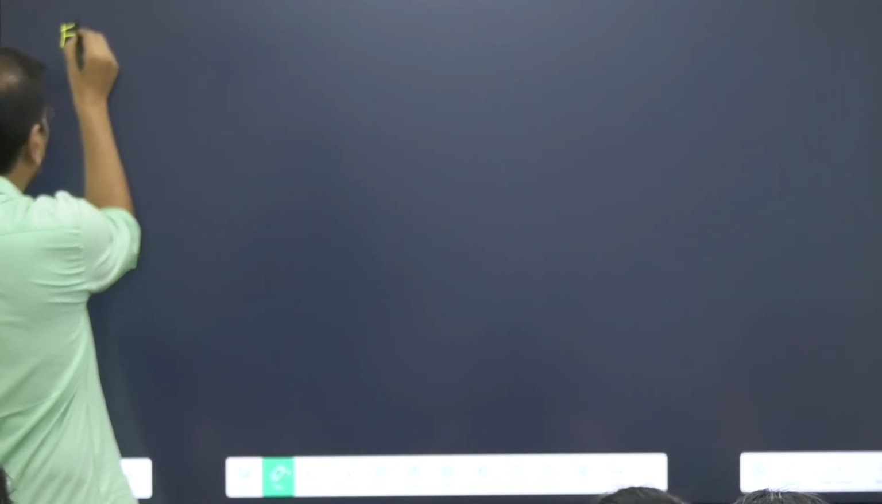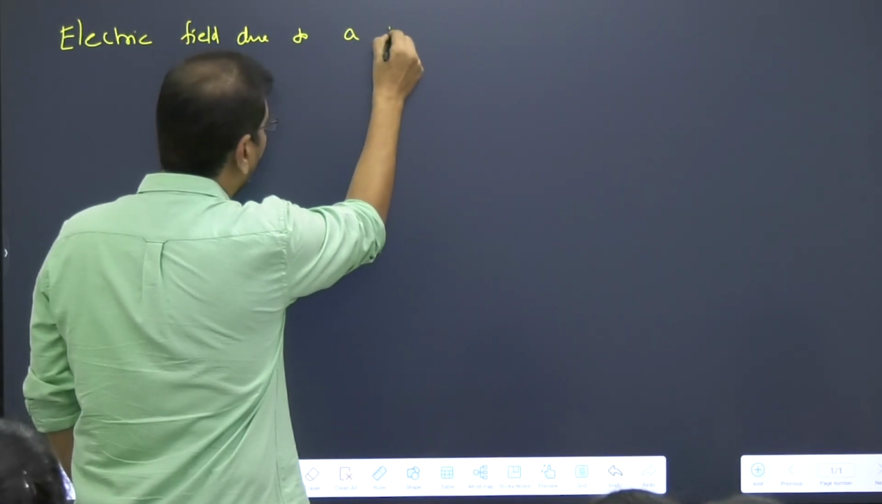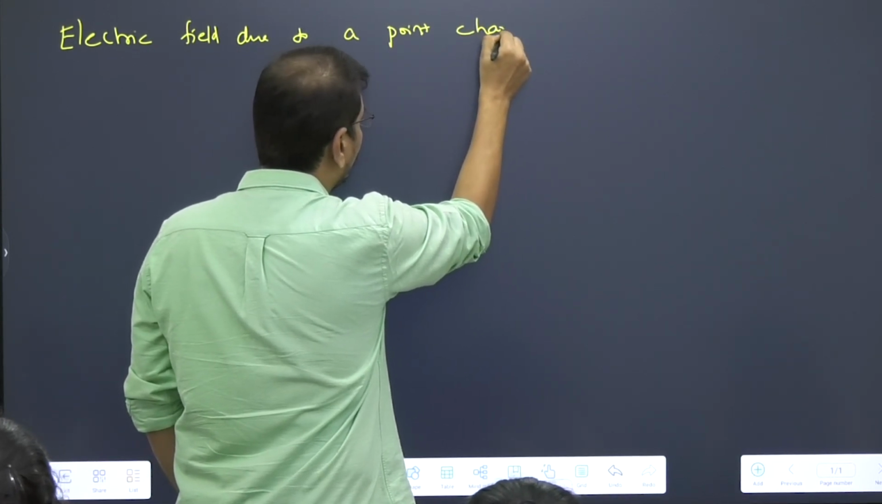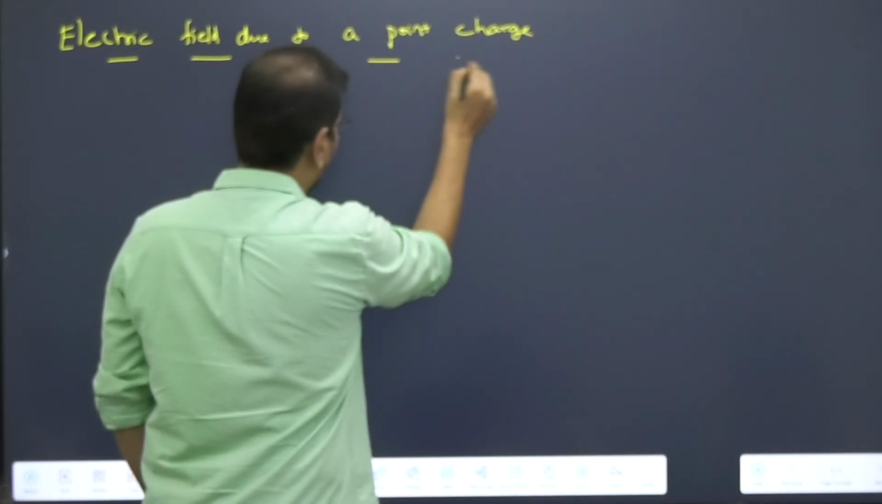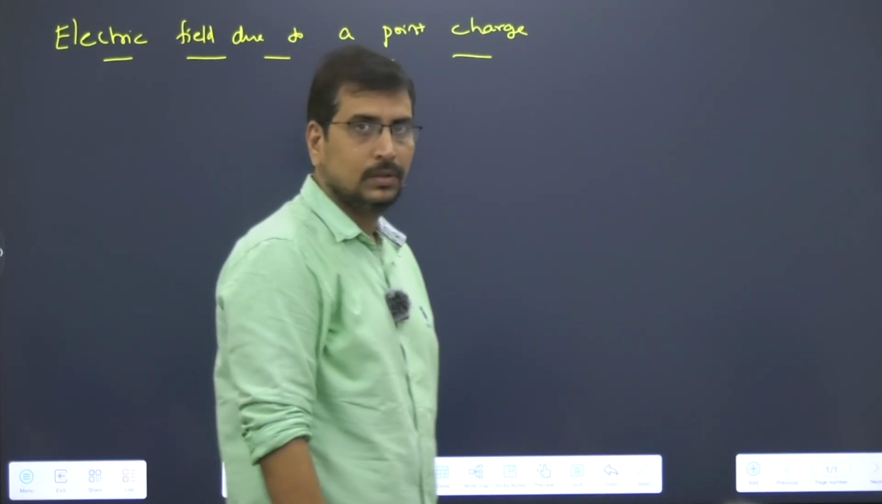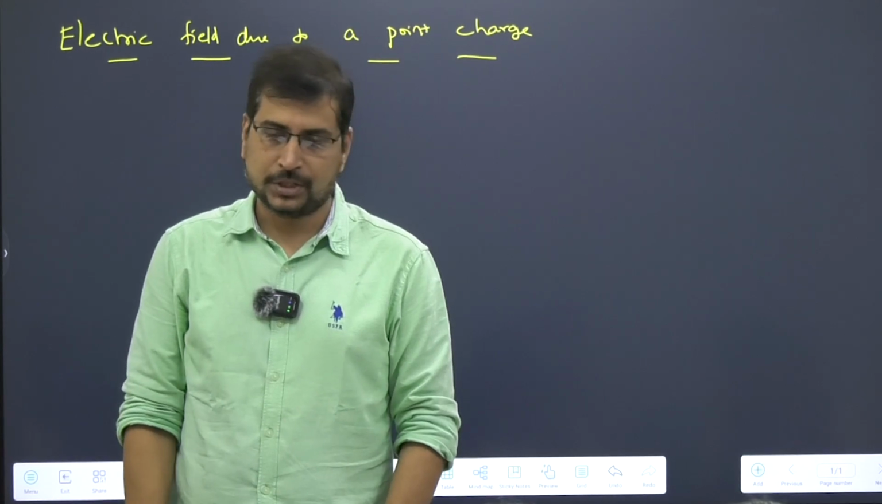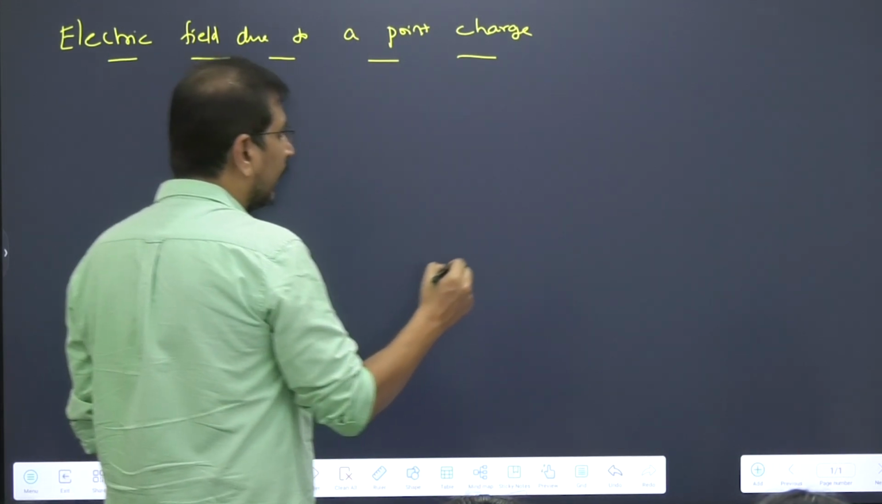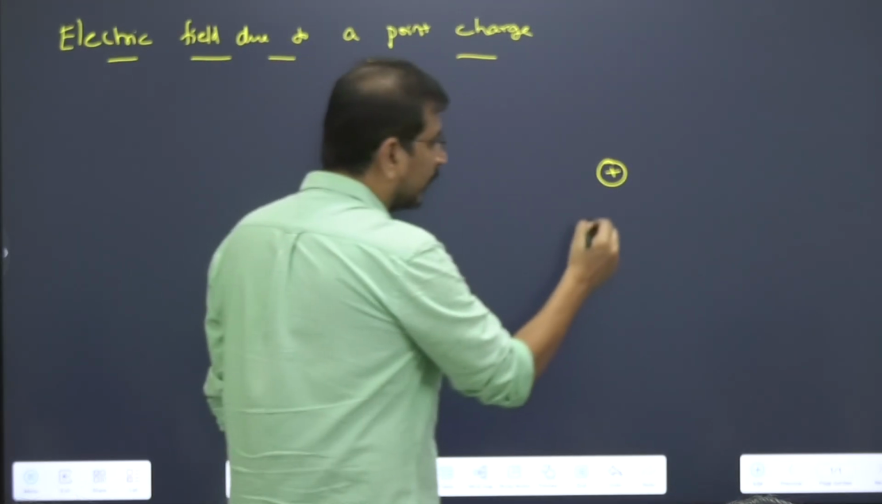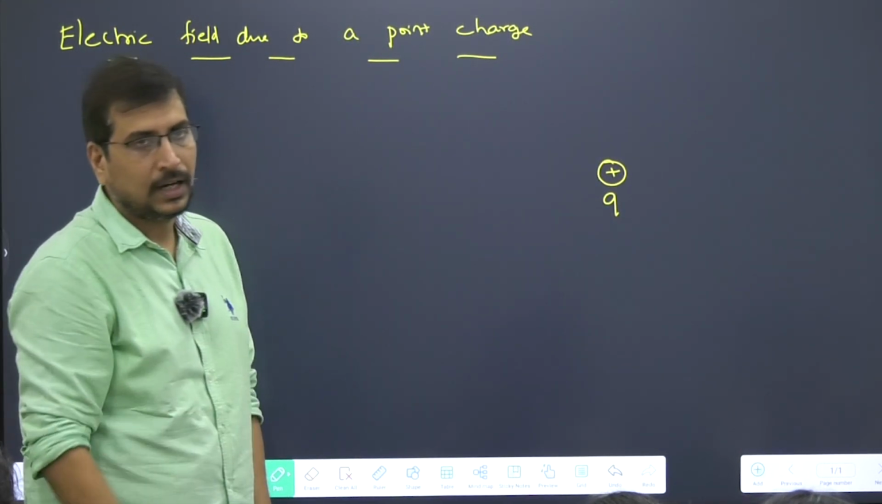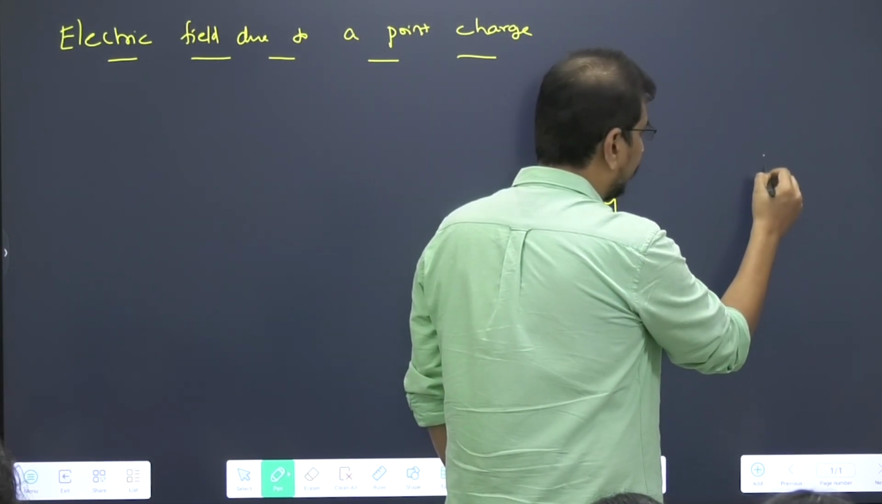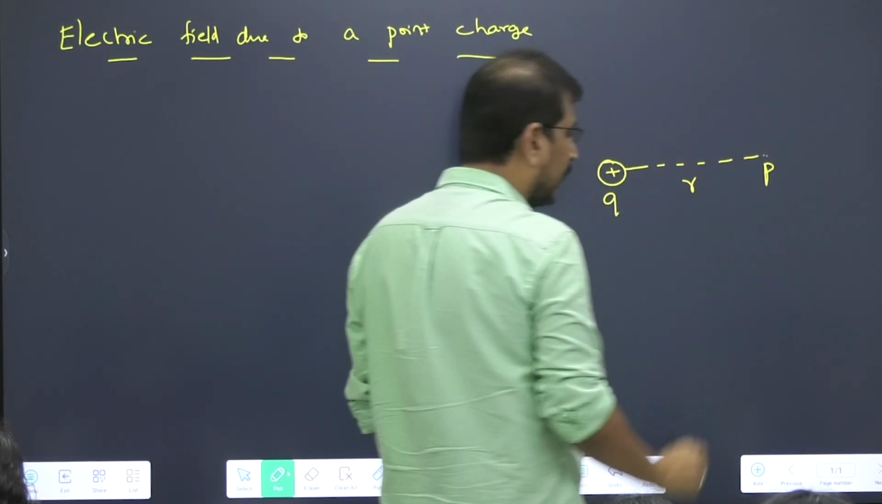Right. So the next topic is going to be electric field due to a point charge. So the topic is electric field due to a point charge. In the sense, if we have a point charge like this, whose magnitude is q, I am interested to calculate the value of the electric field due to this charge at a distance r from it, and let me call that point P, and let this distance be r.